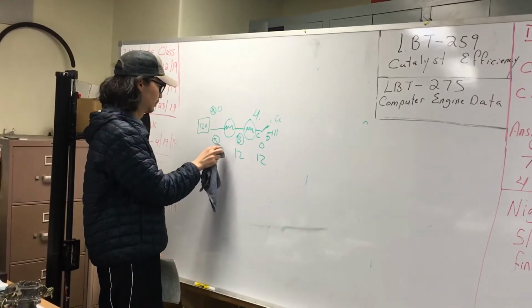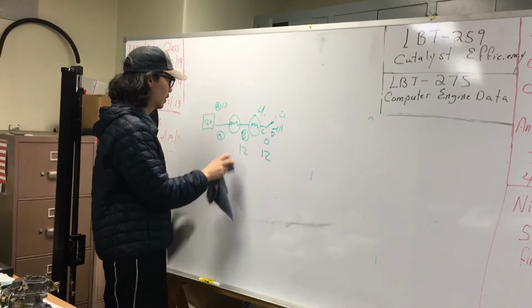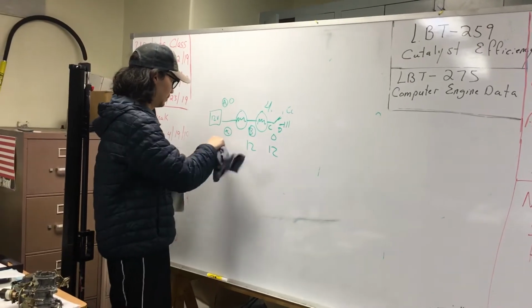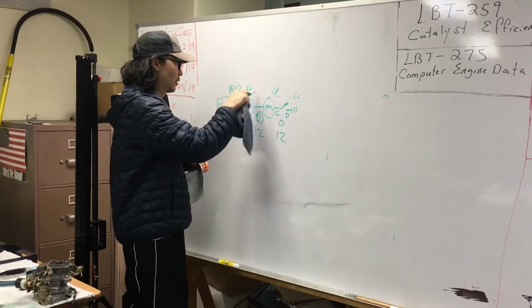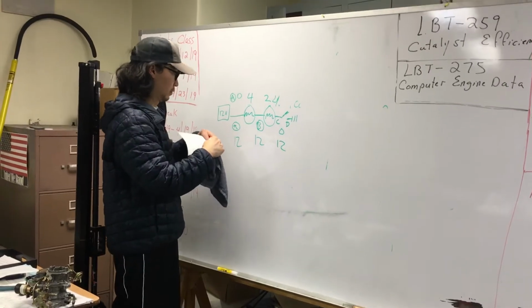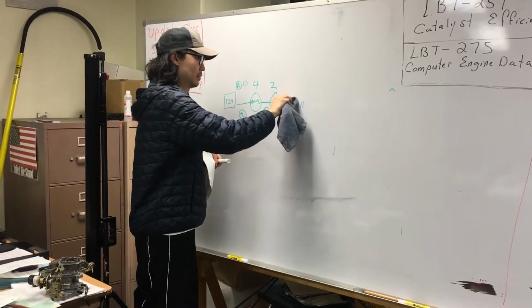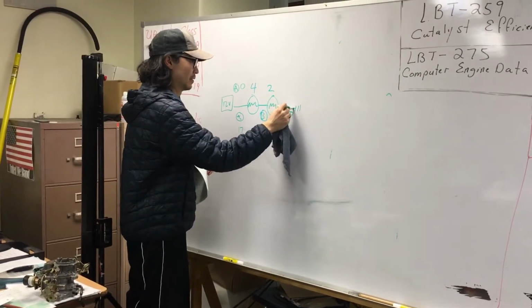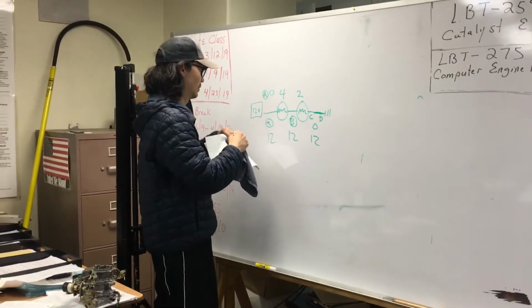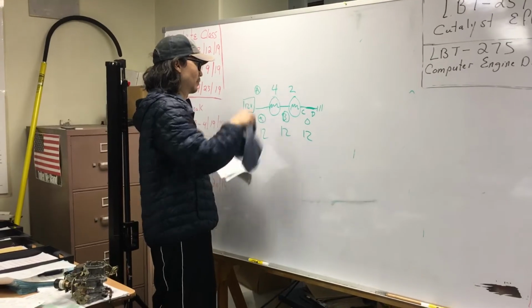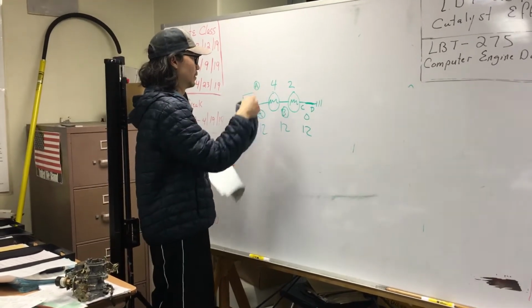4 and 2. So I can show you on the resistors. 4 ohms and 2 ohms. Now close the switch. There you go. Now we have current flowing, right? But how much current do we have flowing? What's the current in that circuit?